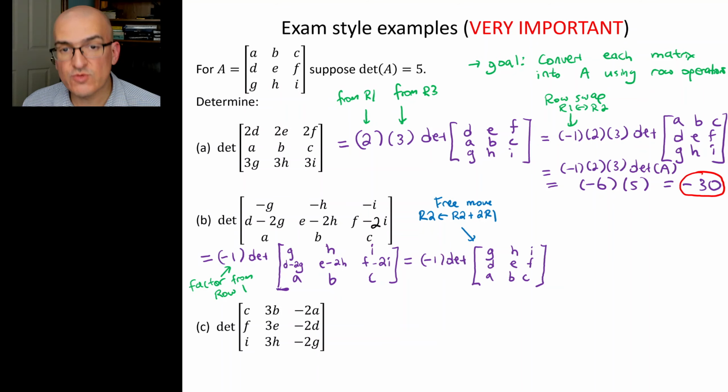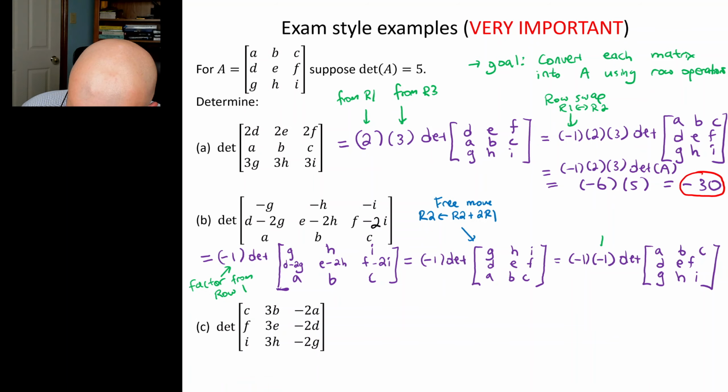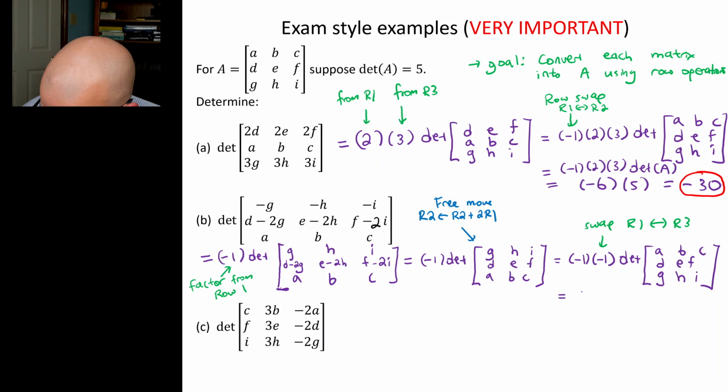And now we're going to do a row swap. So -1 times another -1 times the determinant of A, B, C, D, E, F, G, H, I. So that second minus sign came from a swap of row 1 and row 3. And now we have 1 times the determinant of A, which is just 5.